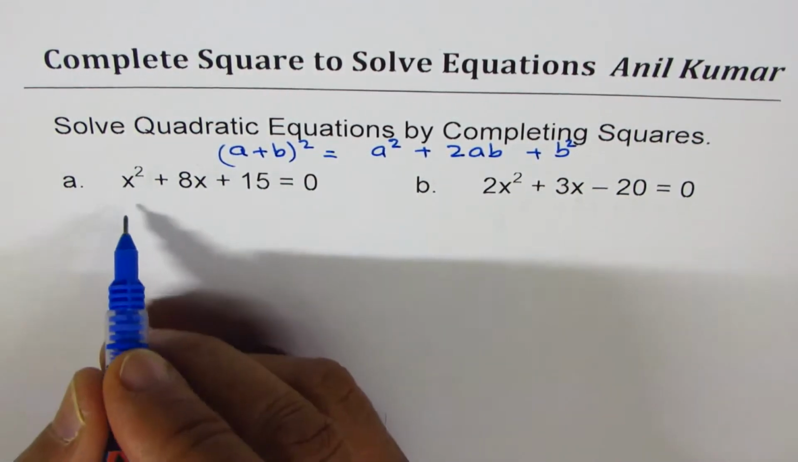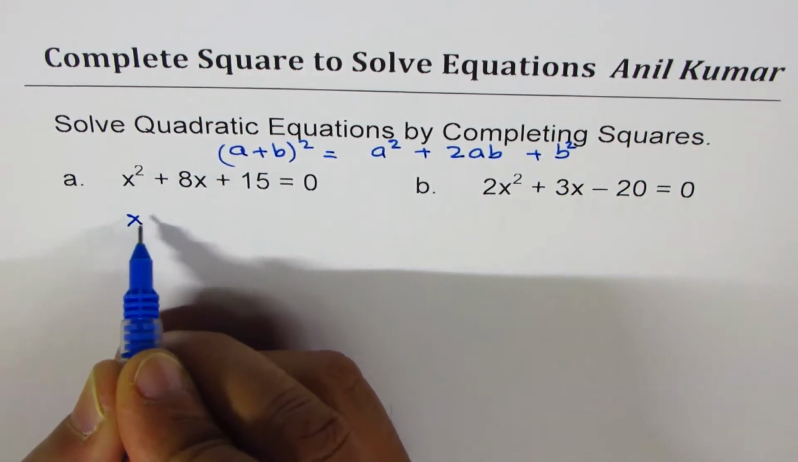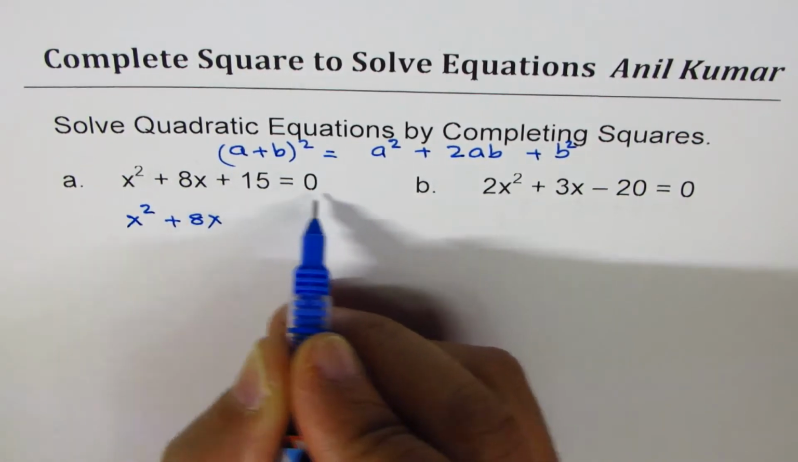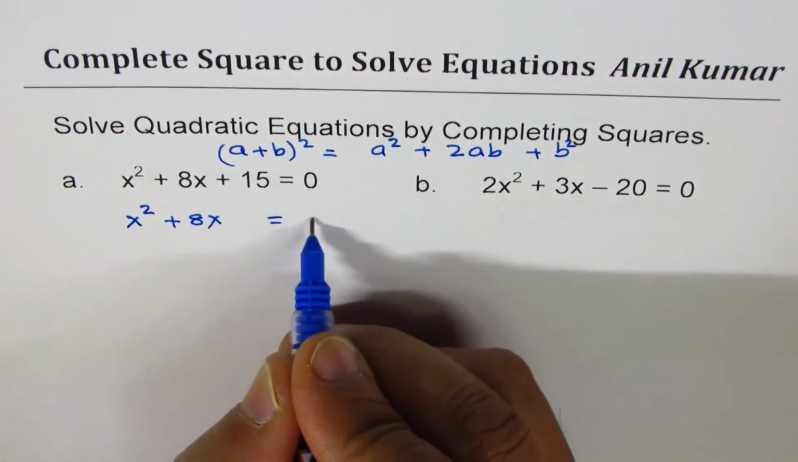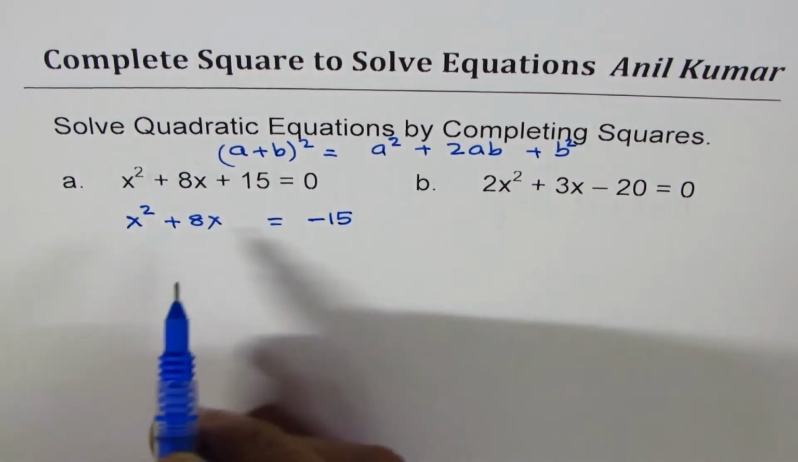So the first step involved will be to take the constant to the other side. So we have x squared plus 8x. Take away 15 from both sides, so that gives us minus 15. Do you see that? So this is going to be the first step.